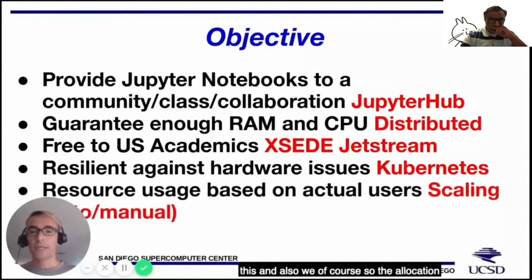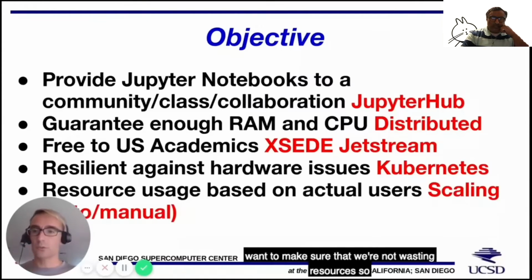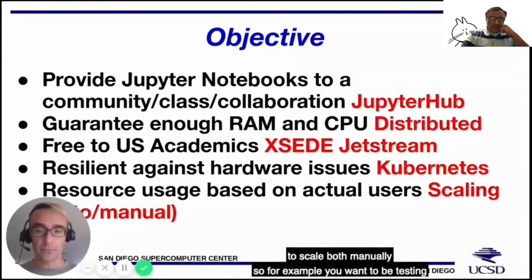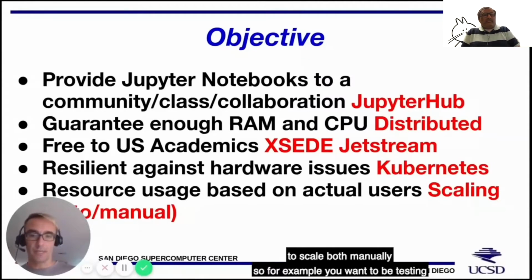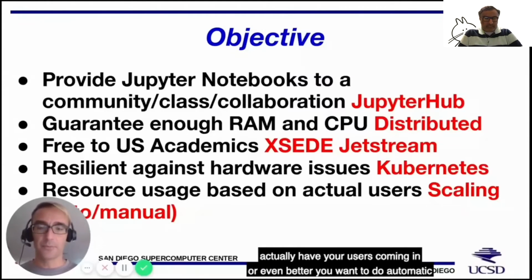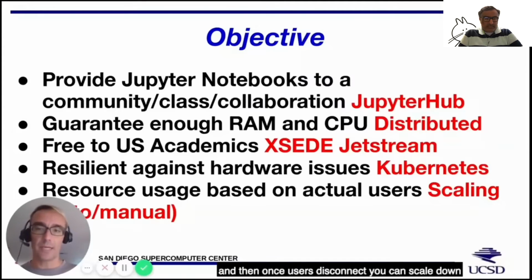And also, the allocation on Jetstream is free, but of course it's limited. So we want to make sure that we are not wasting resources. So we want to use our resources just when needed. So we want to be able to scale both manually. So for example, you want to be testing your deployment with very few instances and then scale up when you actually have your users coming in. Or even better, you want to do automatic scaling. So when there are users connected, when there are more requests, you scale up, and then once users disconnect, you can scale down.